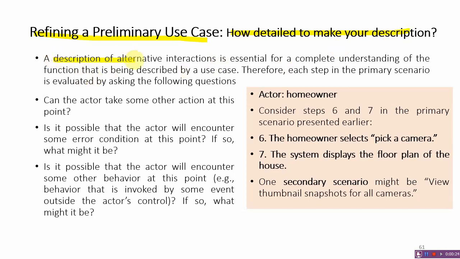So, a description of alternative interactions is essential for a complete understanding of the function that is being described by a use case. Therefore, each step in the primary scenario is evaluated by asking the following questions. Can the actor take some other action at this point of time? Is it possible that the actor will encounter some error condition at this point? If so, what might it be? Is it possible that the actor will encounter some other behavior at this point? For example, behavior that is invoked by some event outside the actor's control. If so, what might it be?